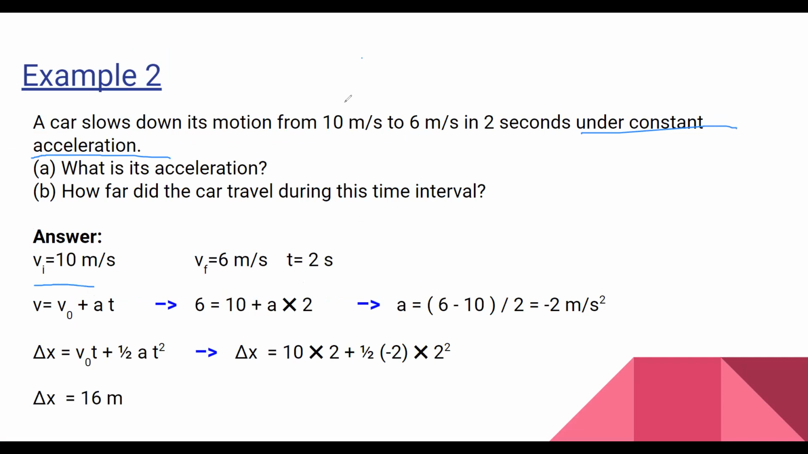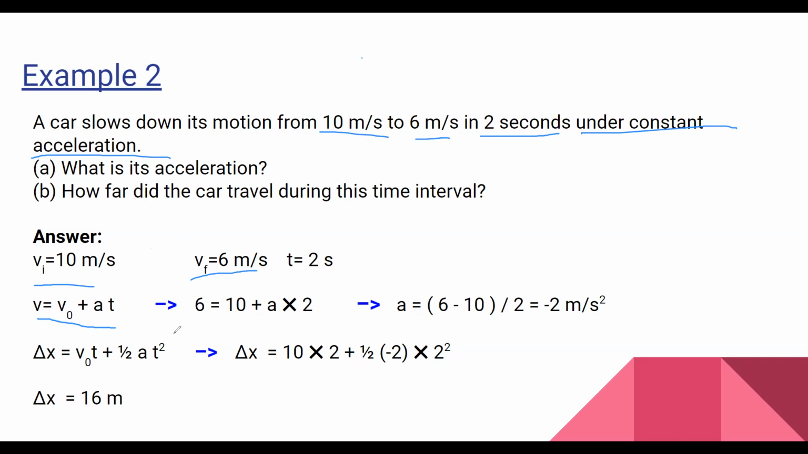We know our V initial is 10 meters per second because of the problem, and we know V final is 6 meters per second. We also know our time, t, which is 2 seconds. So to solve part A, what is this acceleration? Recall that the first kinematic equation stated that V is equal to V0 plus AT.